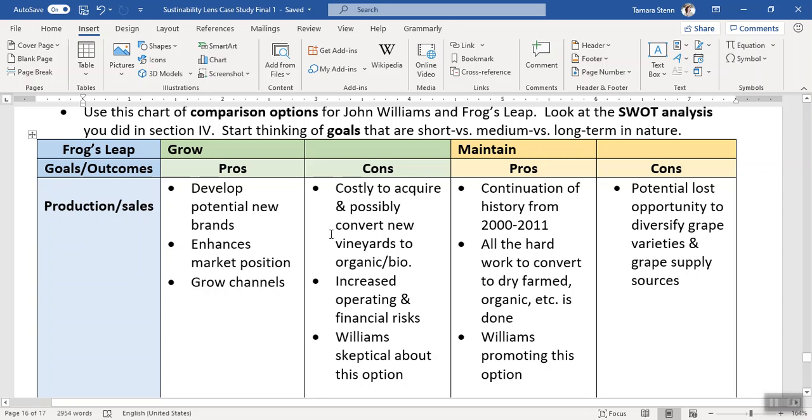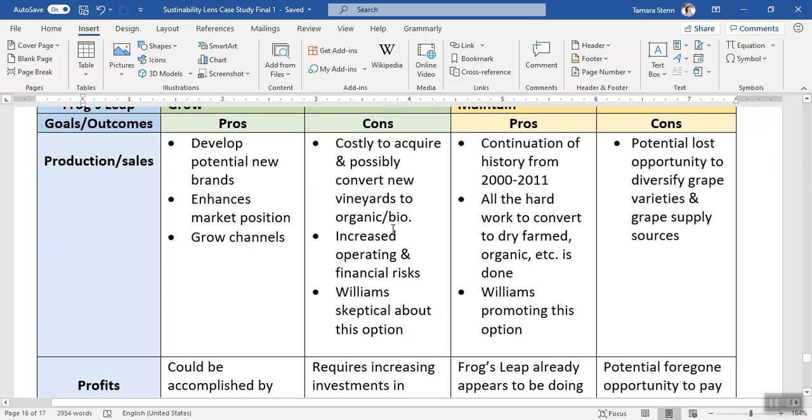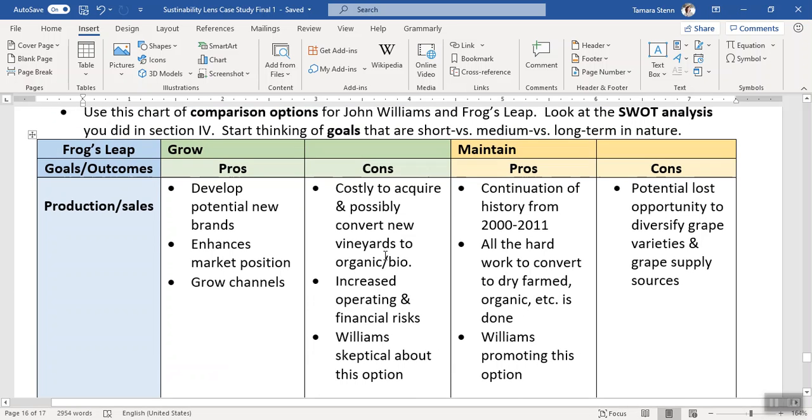Some of the cons is it's a little bit expensive to acquire and convert new vineyards. It costs them more money. Every time they come up with a new variety, there's a risk it might not work. And also Williams isn't really 100% on board with the idea of developing more and more different kinds of wines. Okay. You have to think about that too, right? The owner is going to have a lot of say in what happens in this company.